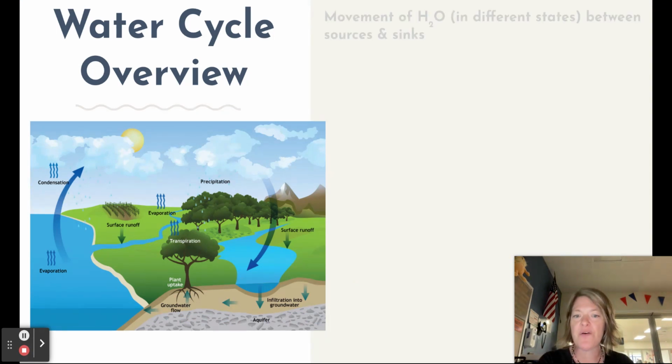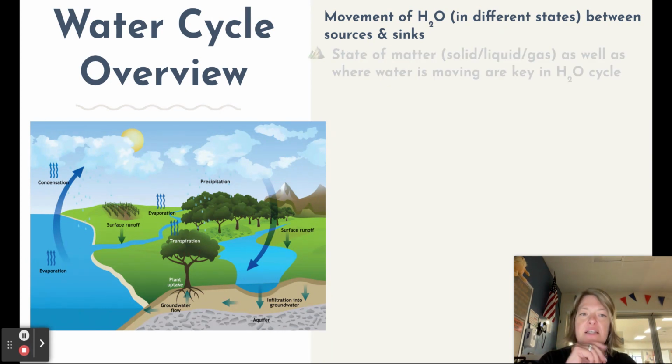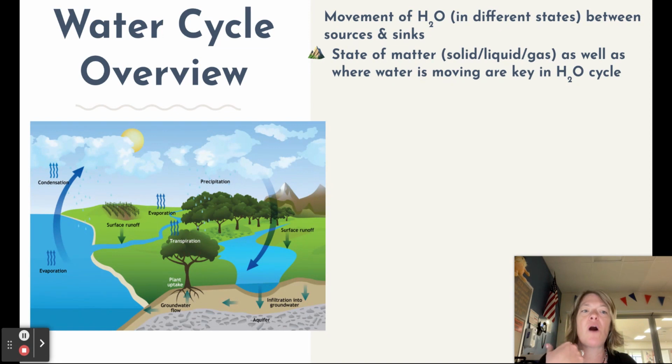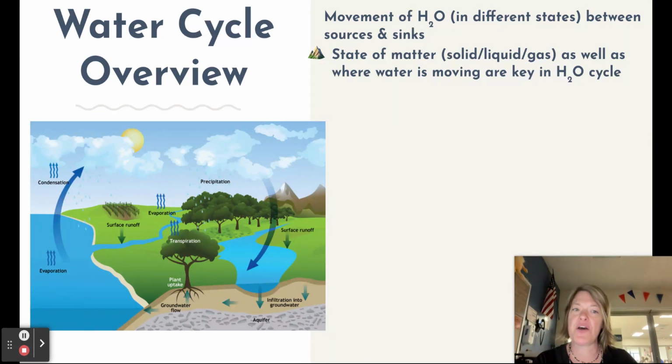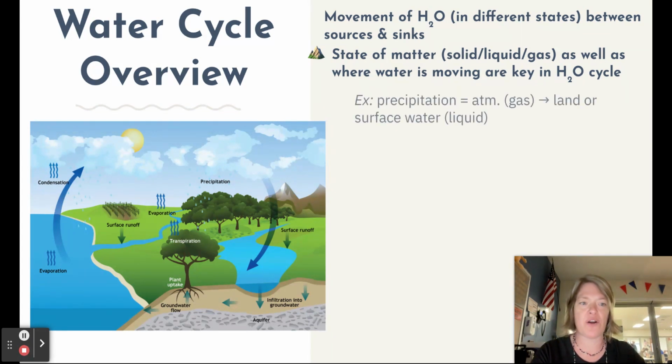So the water cycle, I'm sure you're familiar with this cycle, probably more so than all the other cycles, is the movement of water in different states between both sources and sinks. The state of matter that we find water moving in is either solid, liquid, or gas. The other important thing to know is where the water is actually moving, because that is key to understanding the different parts of the water cycle.